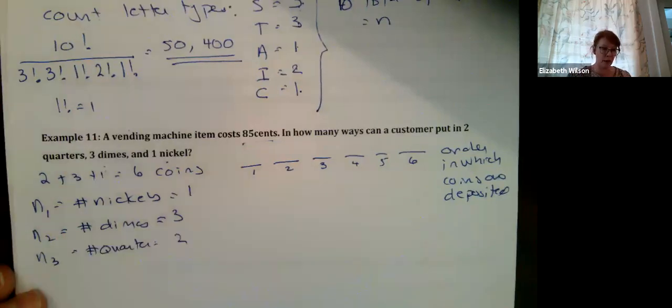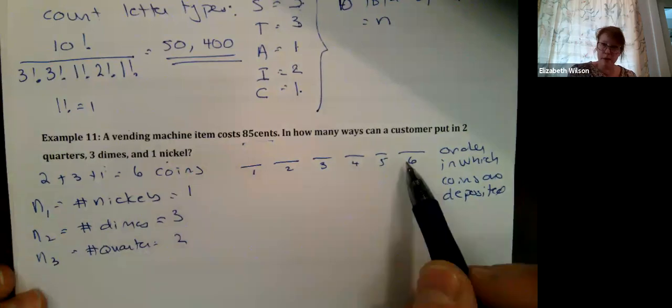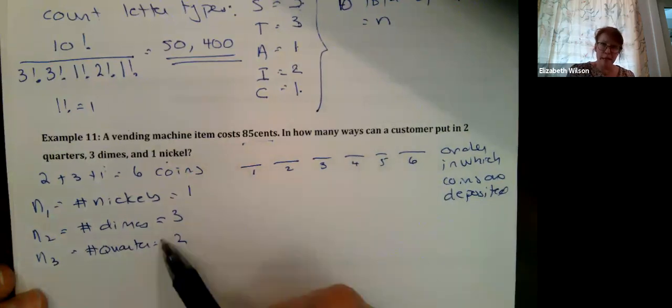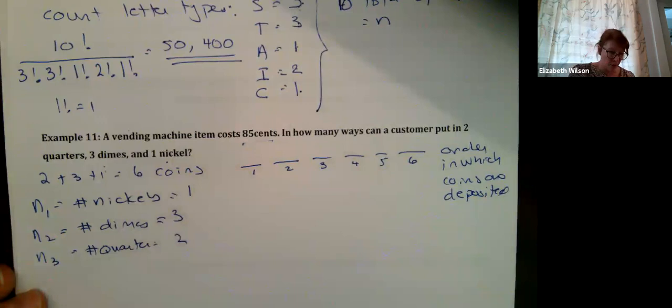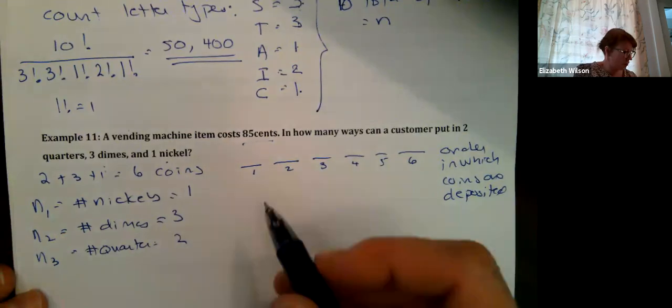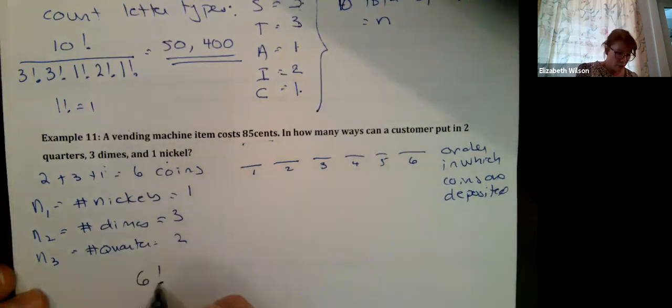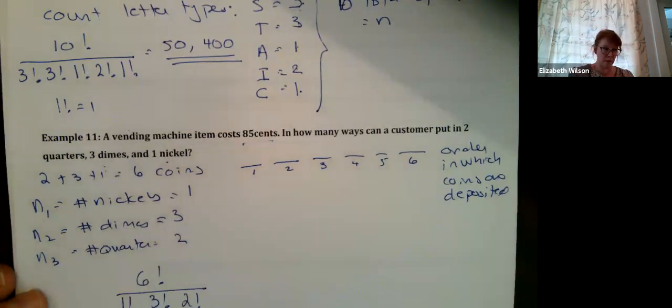I have 6 total coins that I'm putting in, and they each have a breakdown like this. So 1 plus 2 plus 3 equals 6. That's a good reality check. Did you break these down correctly? So the total number of ways that I can do this, I would say 6 factorial, 1 for each space, divided by 1 factorial, 3 factorial, 2 factorial. I'll move that up so you can see it.